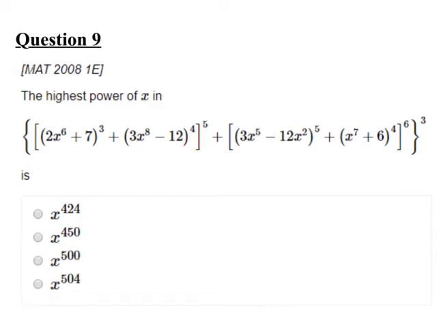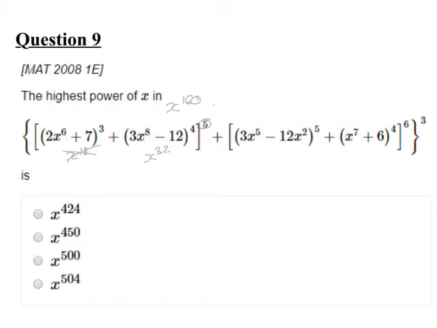For this question, you have to look inside each inner bracket and deduce what the highest power of x is when you expand. So if you look at the first bracket, you have an x to the power 6, but a power 3, so x to the power 18. Next, an x to the power 8, but a power 4 outside. That gives us x to the power 32.